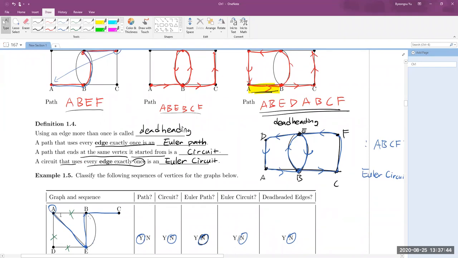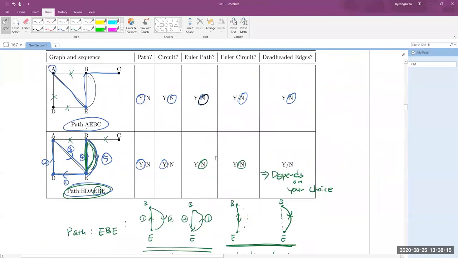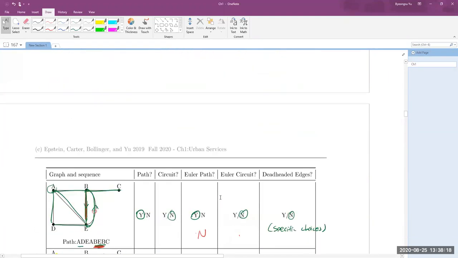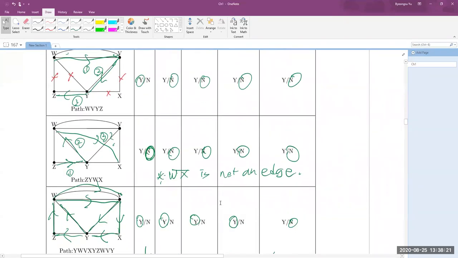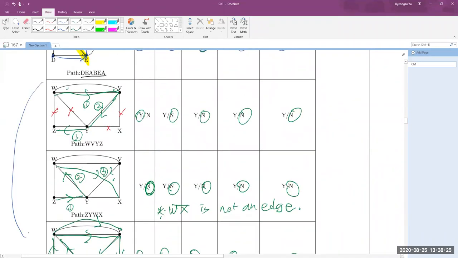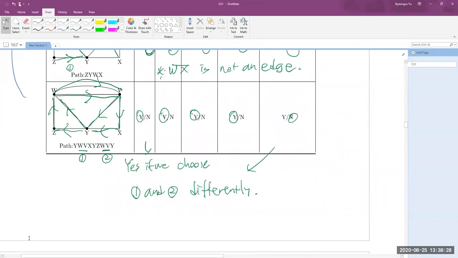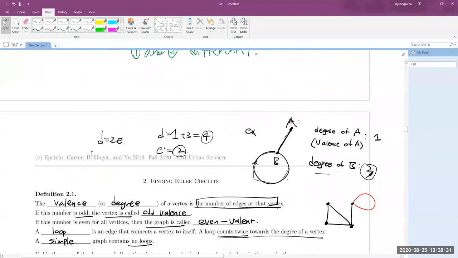And there are some special paths. A path that uses every edge exactly once is called an Euler path. And a special kind of path that ends at the same vertex it starts from is called a circuit, right? Because it just goes back to the starting point. And a circuit that uses every edge exactly once is an Euler circuit, right? So these are the examples we did in the last class. If you saw the lecture notes, I will add some exercises for these three things. If you have any question on this, please let me know.